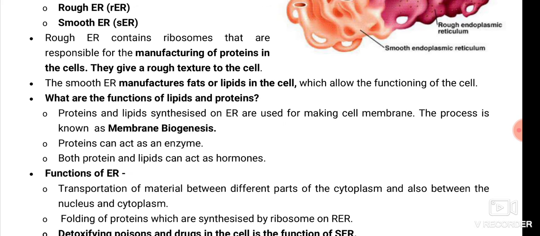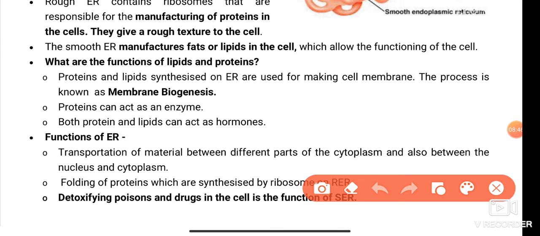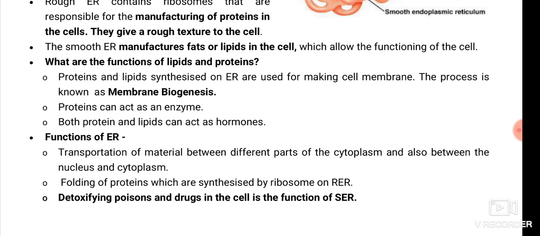The smooth endoplasmic reticulum manufactures the fat or lipids of the cell. So smooth ER is responsible for manufacture of fat or lipids in the cell, which allows the functioning of the cell. Now, what are the functions of lipids and proteins? Proteins and lipids synthesized on the endoplasmic reticulum are used for making cell membrane, and the process is known as membrane biogenesis. The process of formation of cell membrane with the help of lipids and proteins synthesized by the endoplasmic reticulum is known as membrane biogenesis.